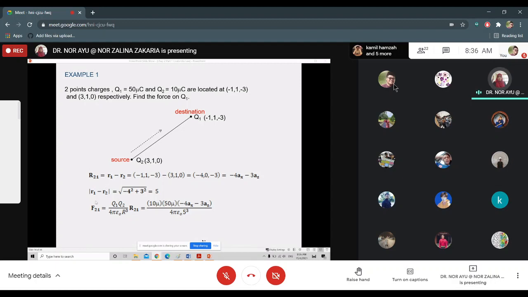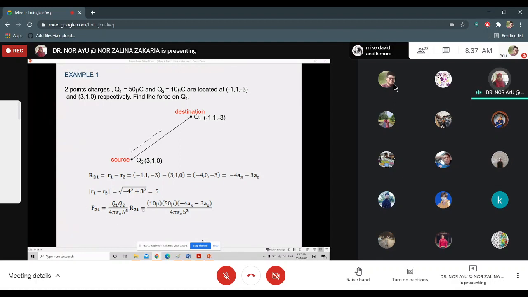So your force will be F21, the force at 1 due to the charge at Q2. So this is the equation: F21 equals Q1 Q2 divided by 4 pi epsilon naught, times the position vector or its magnitude, and this is the distance vector R21.